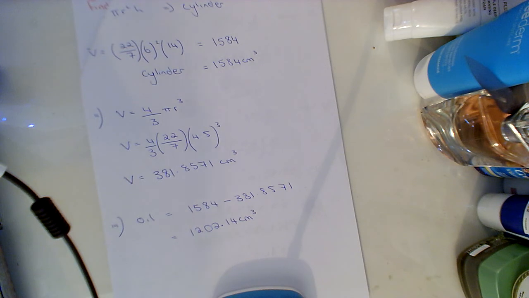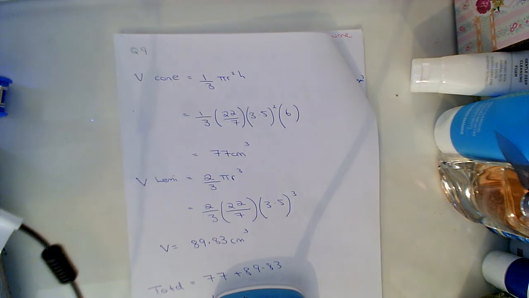Find the total volume of the spinning top to the nearest cubic centimetre. So I have the volume of a cone is 1 over 3 pi r squared h. So I have 1 over 3, pi is 22 over 7, bracket my r is 3.5 to be squared, my height is 6. Then when I put that in, I get 77 centimetres cubed.